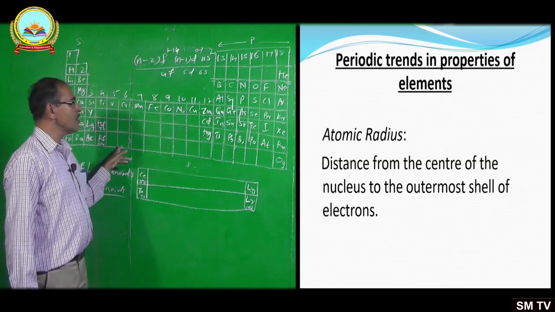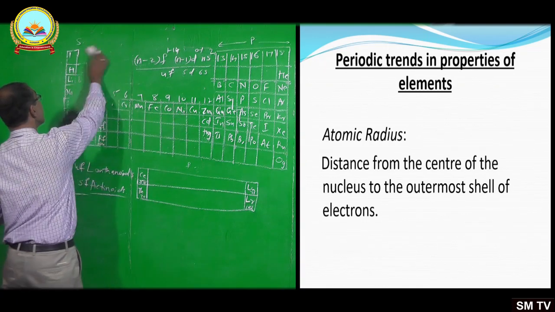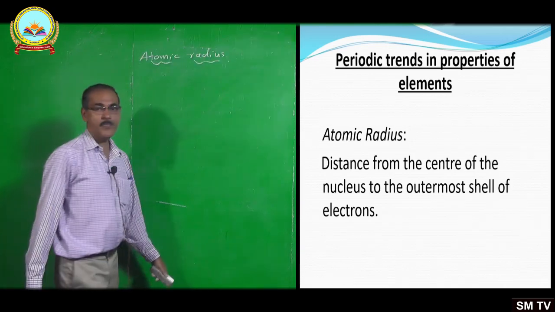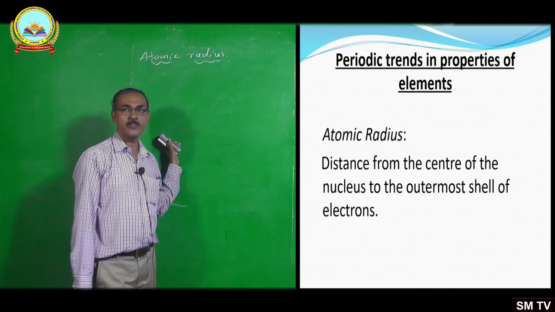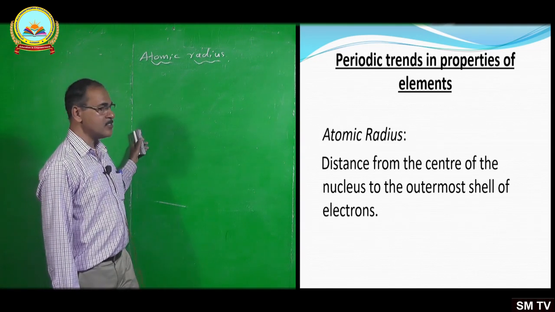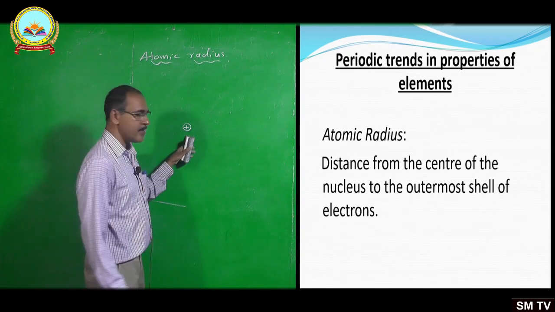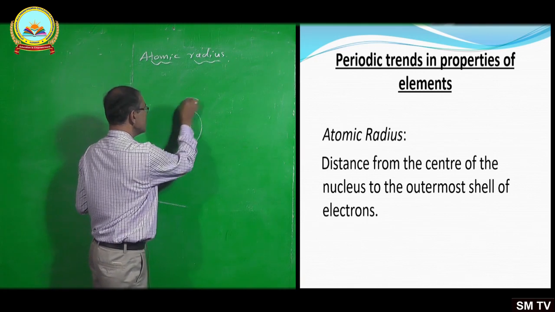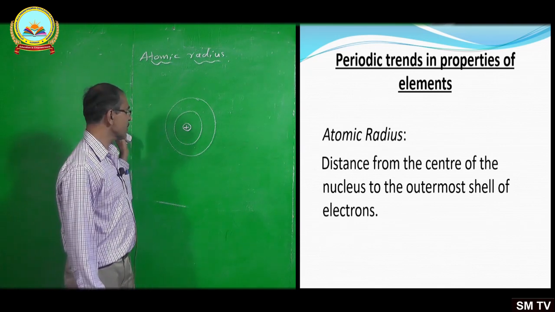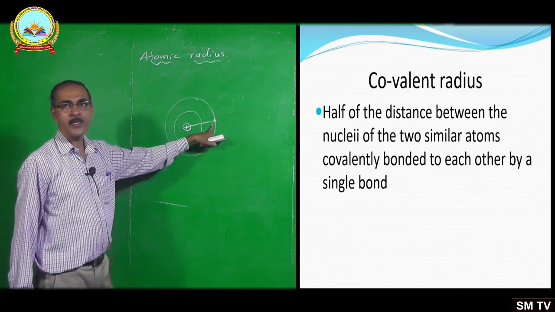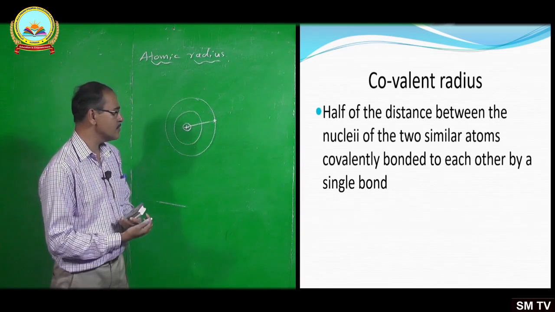In that we will discuss the physical properties. One is atomic radius. What do you mean by atomic radius? What is an atom? You have a positively charged nucleus at the center, and then you have the shells around the nucleus in which electrons are there. So atomic radius is the distance between the center of the nucleus and the outermost shell of electrons.